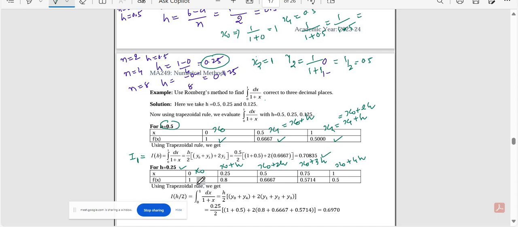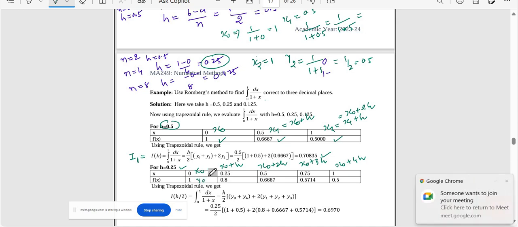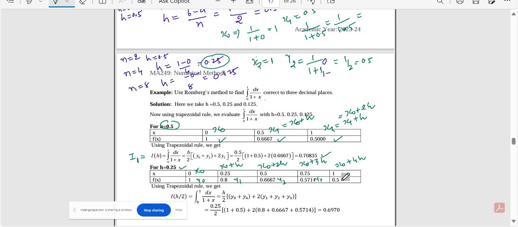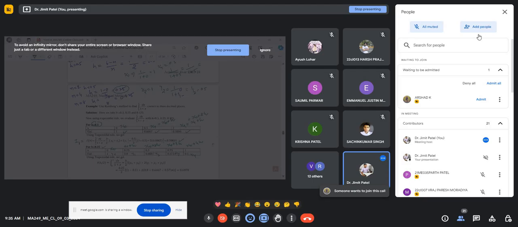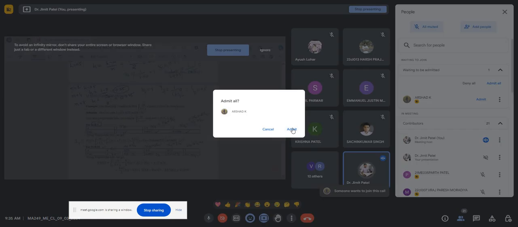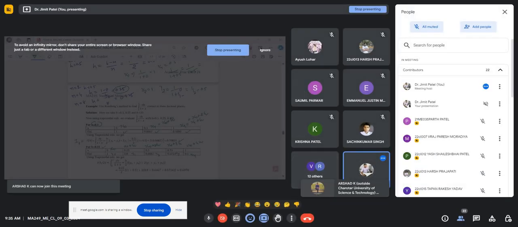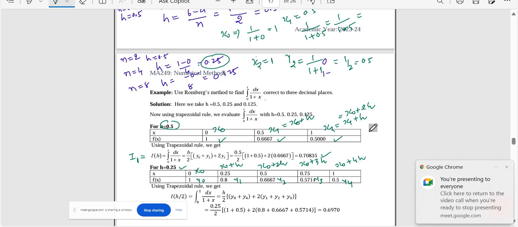For that you will find out our f of x, meaning this is y0, this is y1, y2, y3, y4. Check this table, everybody. Verify these values with your calculation and tell me if there is any problem in this table. Do you all understand the first table? Similarly, you have to find the second table.